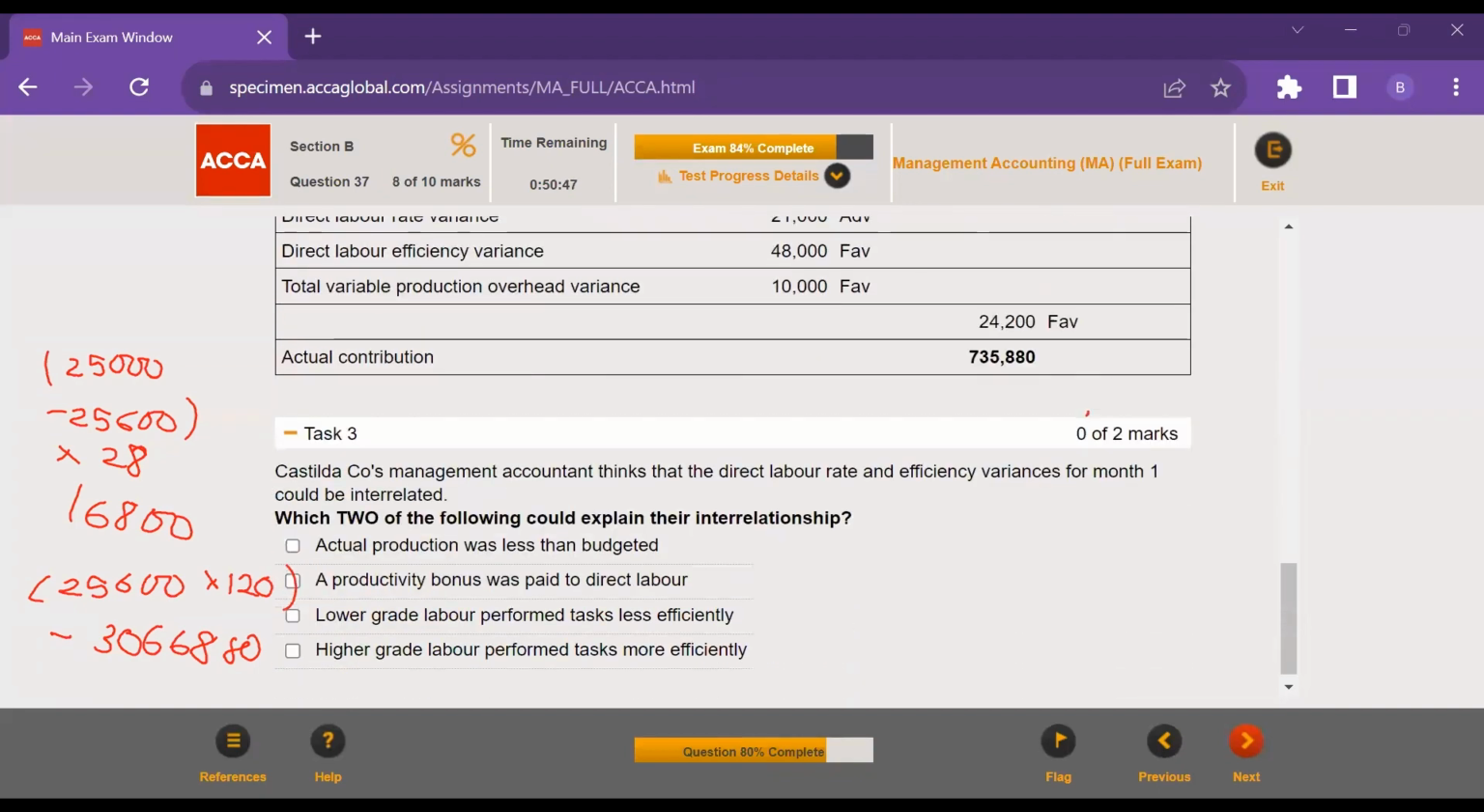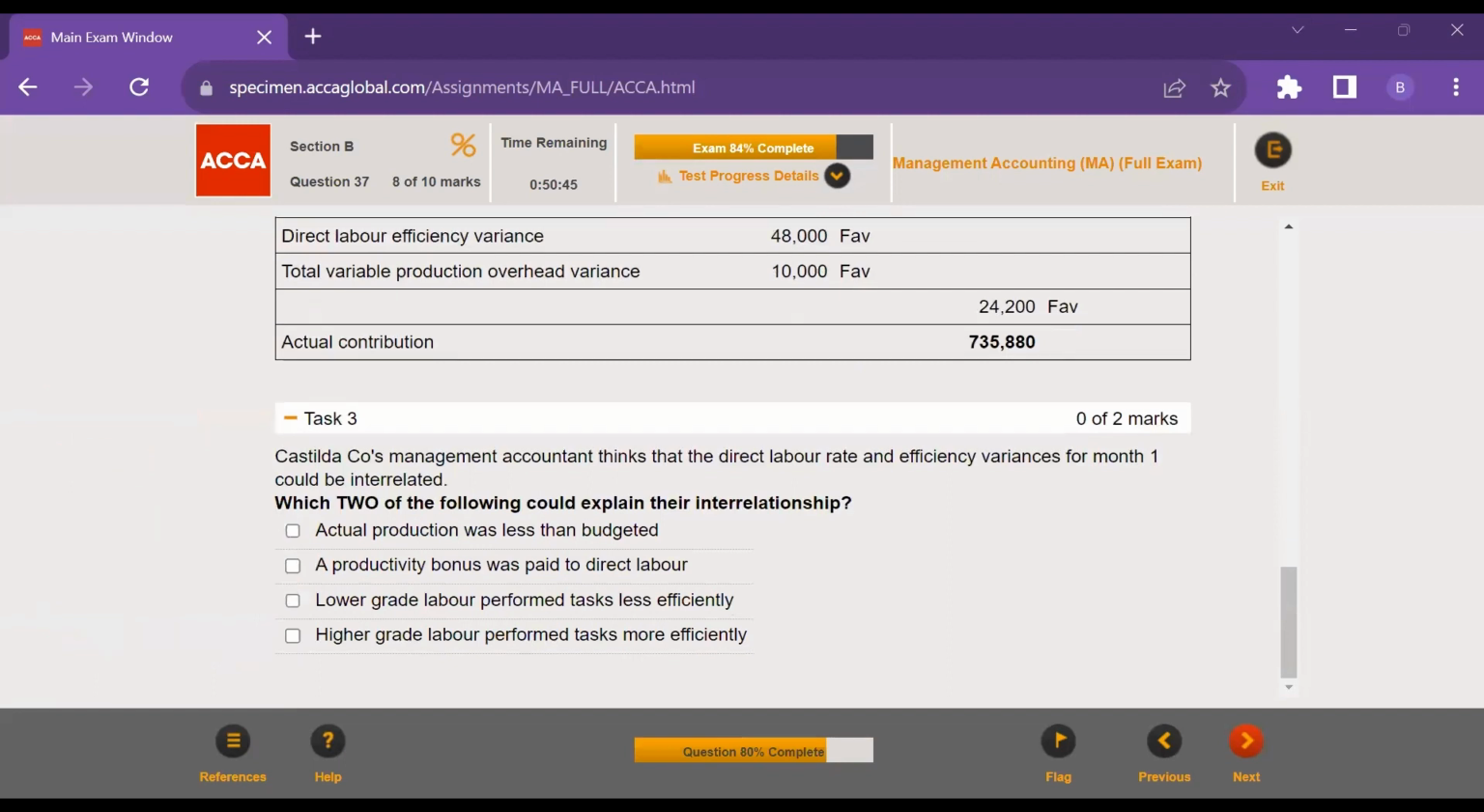Moving on to task 3 now. So task 3 says Castilda Company's management accountant thinks that the direct labor rate and efficiency variances for month 1 could be interrelated. So which two of the following could explain their interrelationship? So we have to select two statements over here. Actual production was less than budgeted. No, this will not link labor rate and efficiency variances. A productivity bonus was paid to direct labor. Definitely yes. So if they are paid more bonus, they will be working more efficiently.